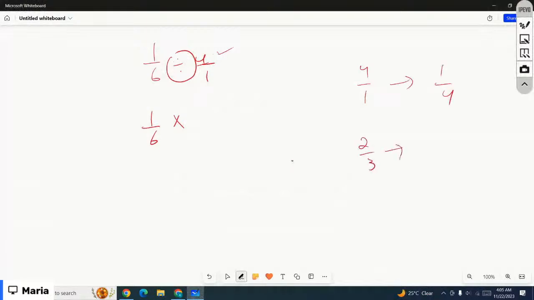2 over 3, the reciprocal is 3 over 2. You just have to interchange numerator and denominator. So when you change the division sign to multiplication, you take the reciprocal of the term after the division. So it will be 1 over 4. So you have to do 1 times 1, and 6 times 4 is 24. So that would be 1 over 24, right?